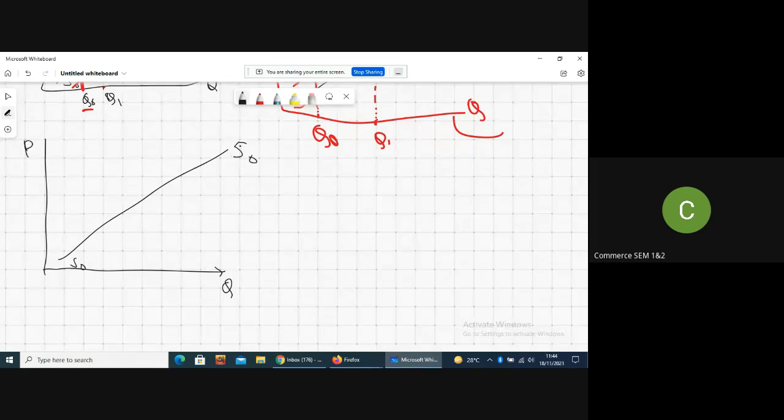Yes, anyone? Sir, please repeat the question. I'm saying that if the weather is favorable to the production of rice this year, that means there was a very good monsoon, very good rainfall, then what will happen to the supply curve of rice this year? Sir, it will shift to the right side. Rightward shifting. How or why? Sir, because if the production goes fine, then there will be a good amount of supply in the market.